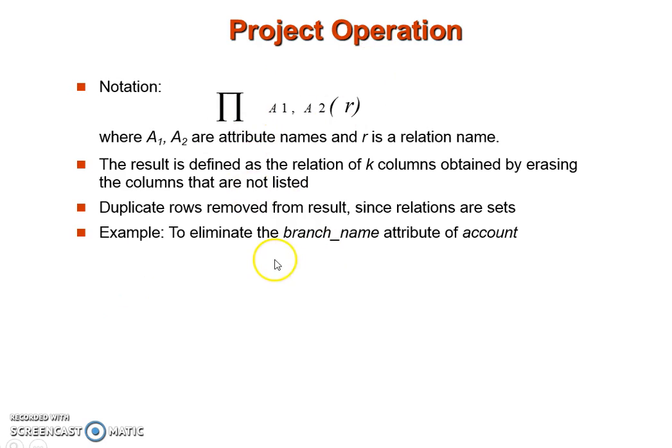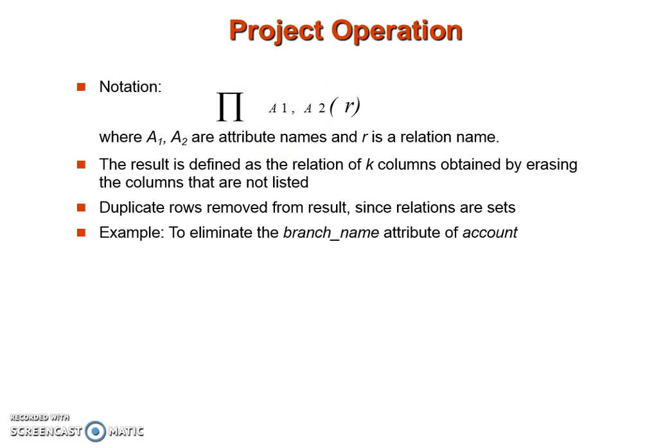The next operation is the project operation. For selecting particular attributes we use the project operation. The notation uses the pi symbol, which is a Greek letter, followed by the attributes and the relation R. The result is defined as the relation of k columns obtained by erasing the columns that are not listed. When duplicate rows come up, we remove them and keep only one row.